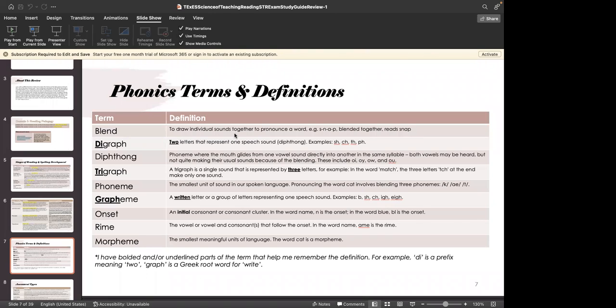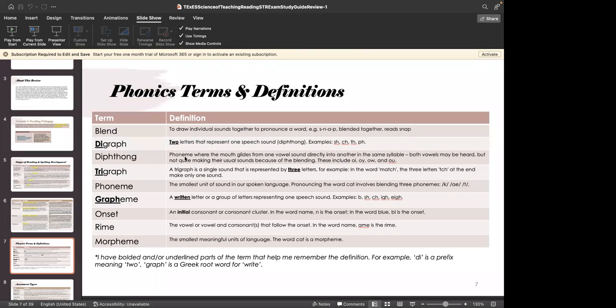Digraphs: 2 letters that represent one speech sound. Also a diphthong. So diphthong, actually, is the one that has a vowel in it. It's a vowel, and digraph is just the consonants. So examples of digraphs are sh, ch. So these 2 letters, these 2 graphemes, represent one phoneme, one speech sound.